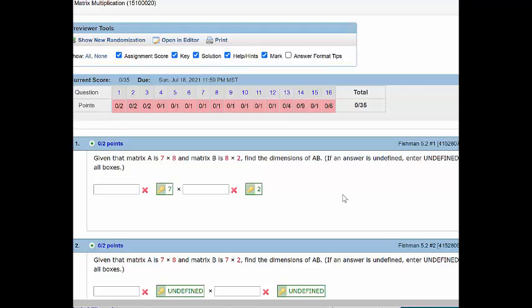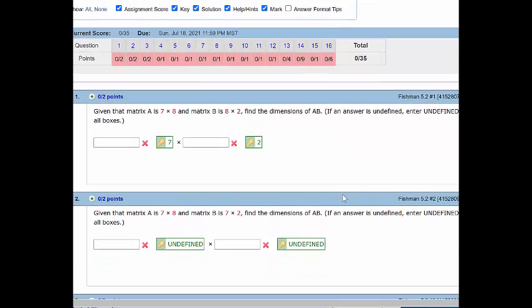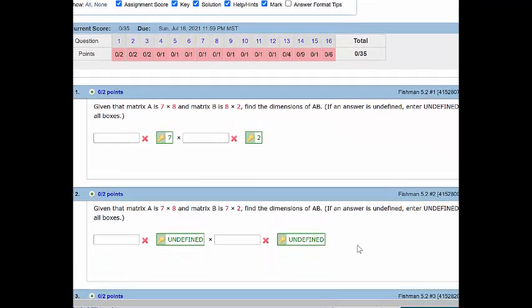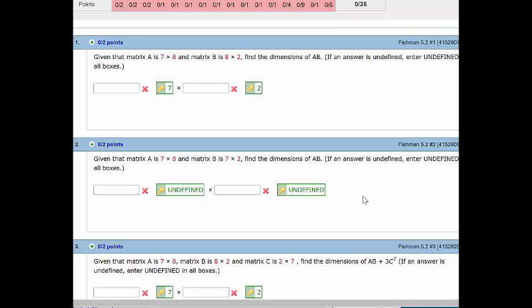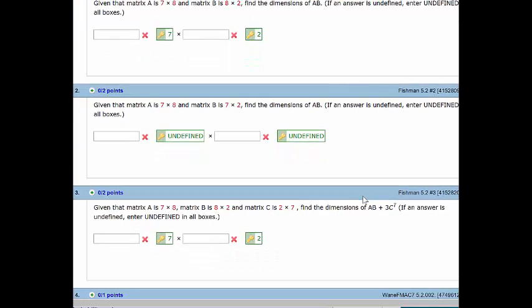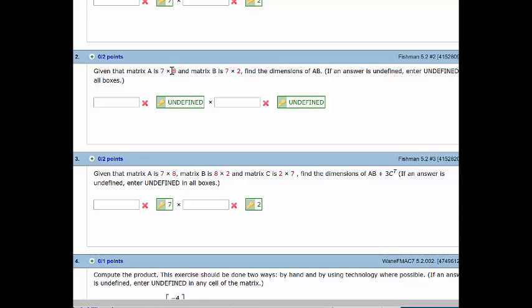So first they are just giving us questions to have some understanding of whether multiplication is valid or not. Next, if you go to number 2, 7 by 8 and 7 by 2, why is it undefined? Can you guys tell me briefly? Because the 8 and the 7 aren't the same. Yeah, in the middle doesn't match. Good. Correct. Yeah, very good.